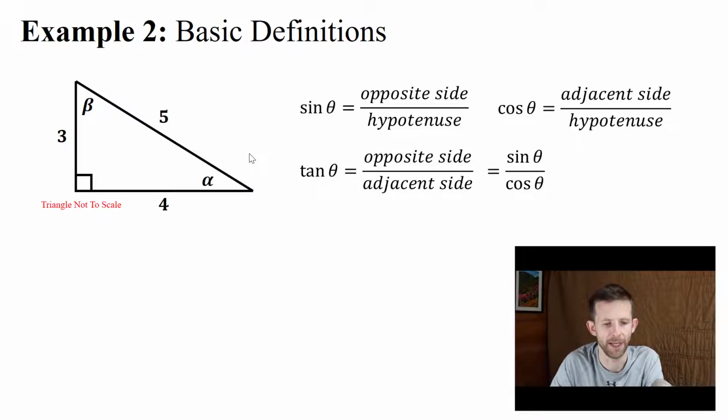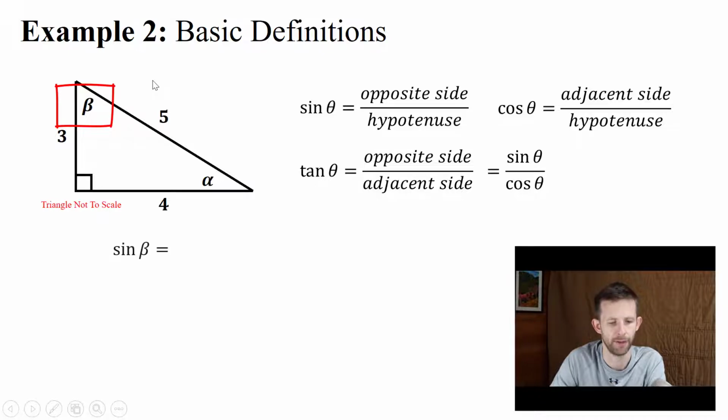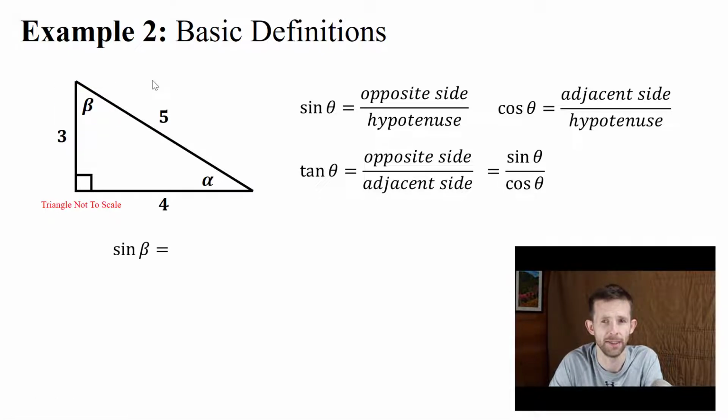Now I want to look at beta. Beta is this angle right up here. Sine of beta is the opposite side over the hypotenuse, 4/5. Cosine of beta, see if you can take a second and figure out what that is, 3/5. And finally, take a second and see if you can come up with what tangent of beta is. So tangent is opposite over adjacent, so 4/3.